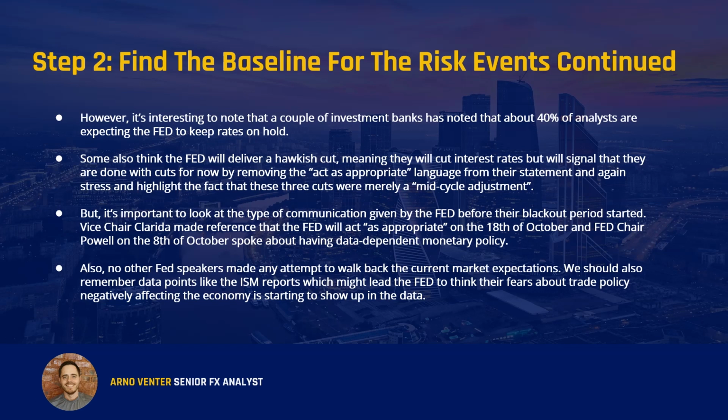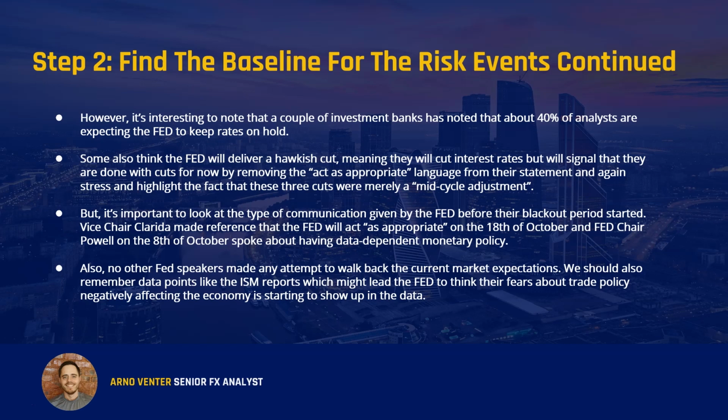Some also think the Fed will deliver a hawkish cut, meaning that they will cut the 25 basis points as expected, but they will signal that they are done for now, and they'll remove language such as "act as appropriate" from their statement and stress and highlight the fact that these cuts were merely a mid-cycle adjustment. But it's also important to look at what type of communication was given by Fed members before their blackout period started.